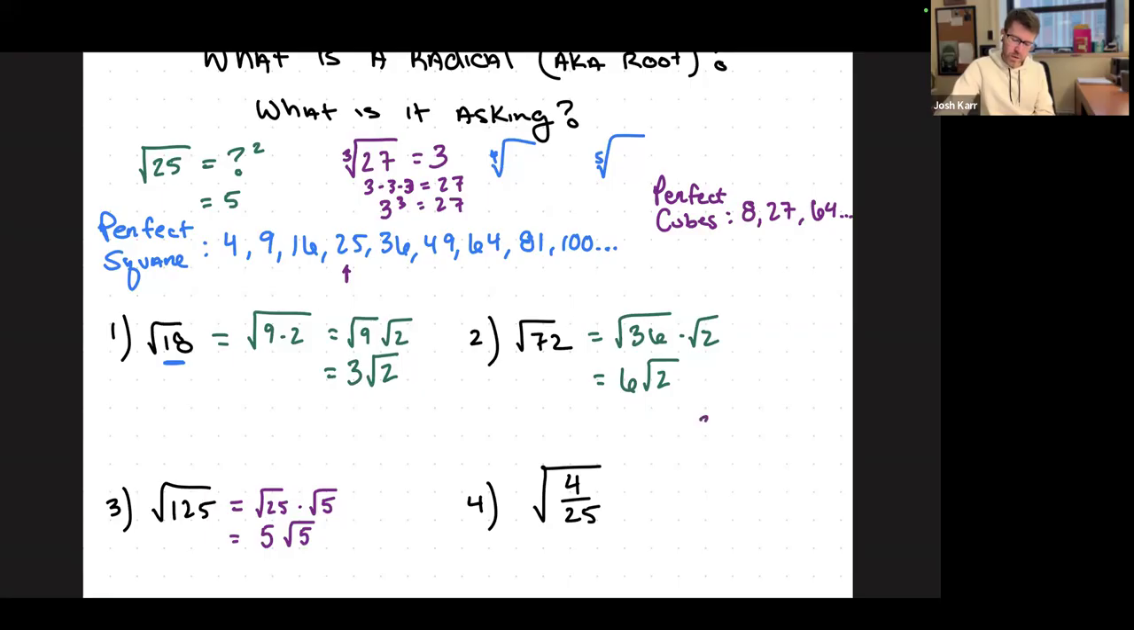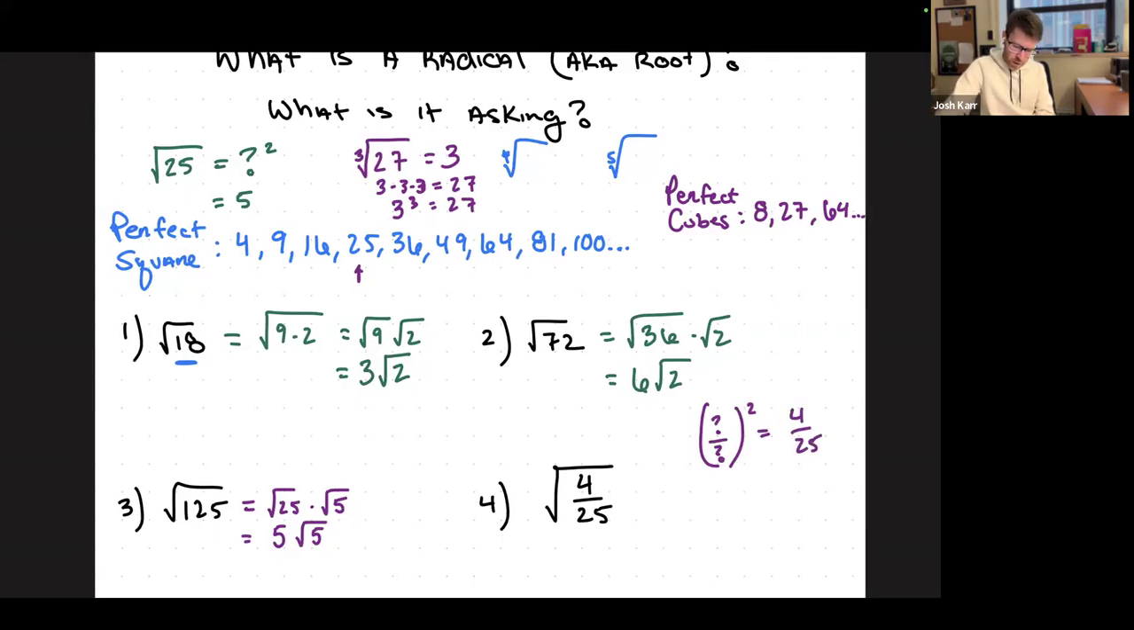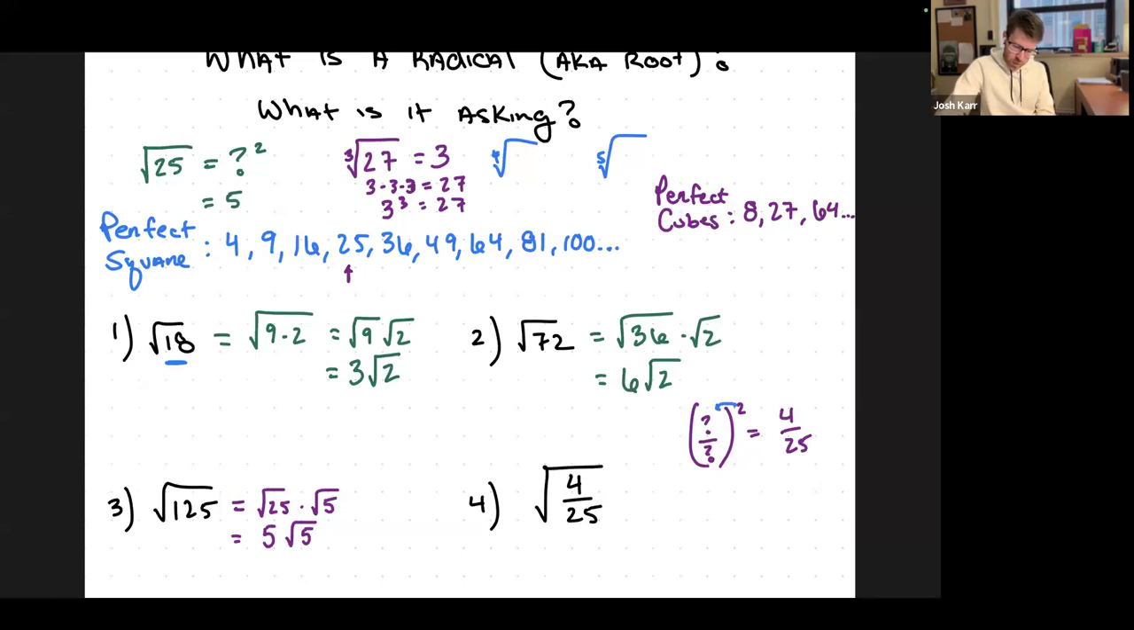So what fraction got squared to give me 4/25? And I want to revisit our power rule, right? We know that we're going to square this top number, we're going to square this bottom number. So what got squared to get 4 and what got squared to get 25? Don't let this fraction eat you up.